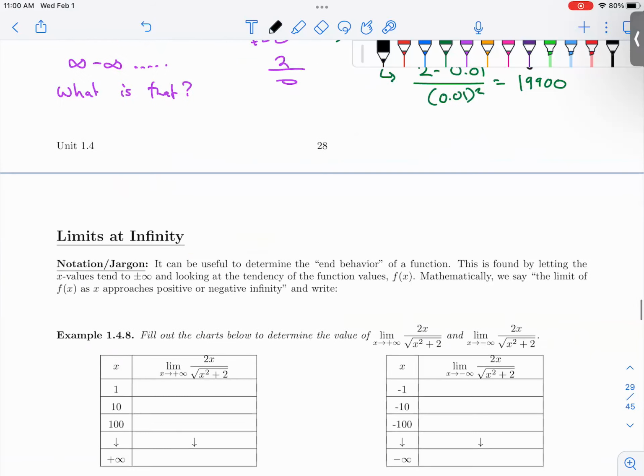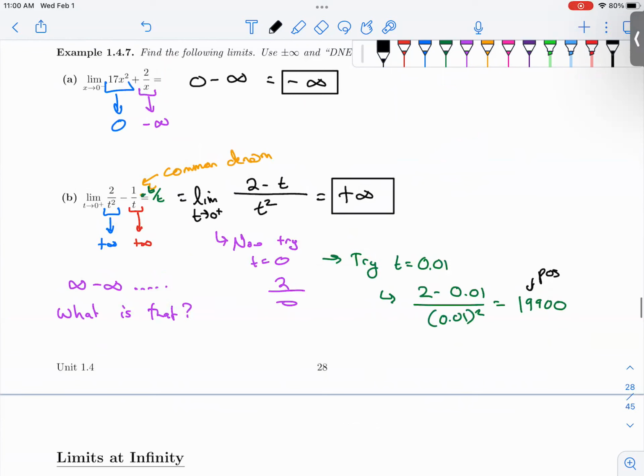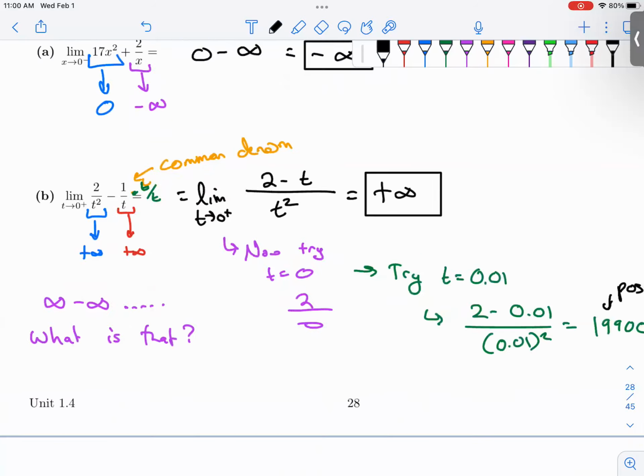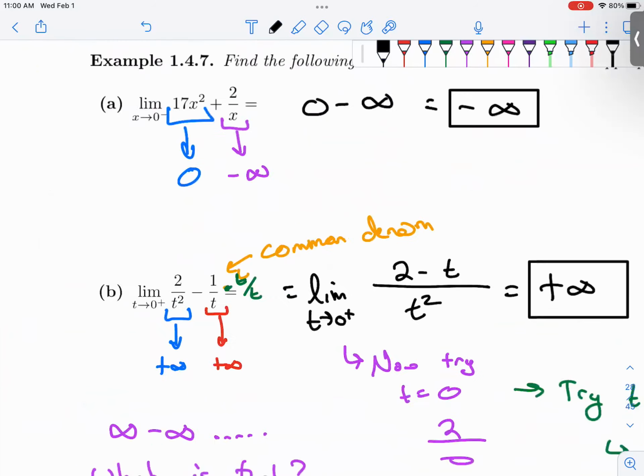That's the case where you ask your teacher. The whole thing started with multiplying by t over t on the second fraction, because the first fraction had the full denominator. The second fraction was missing a factor of t. It's kind of hard to see there. Okay, cool. Sorry about that.